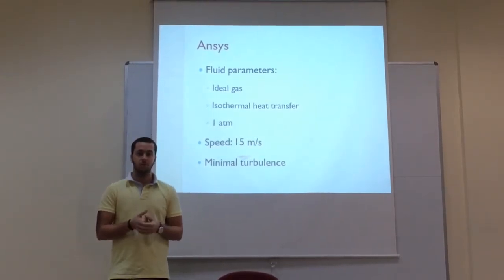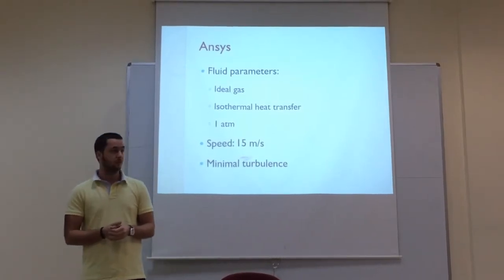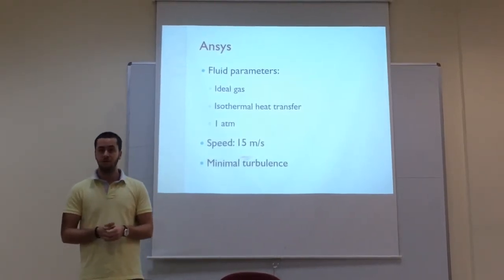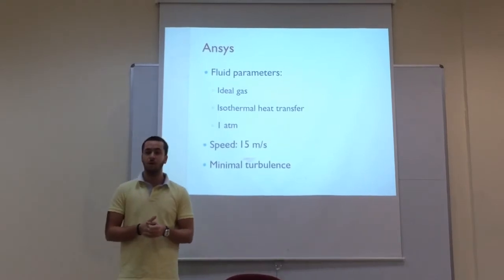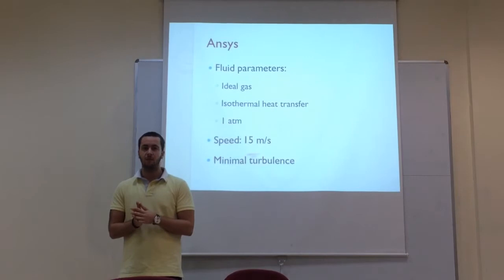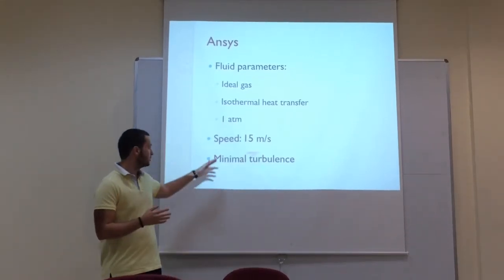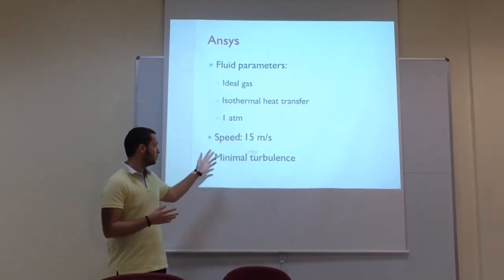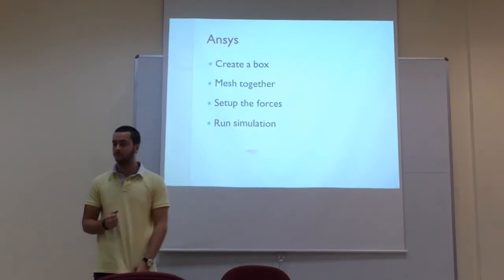And then before we could run the simulation, we had to decide on a running speed. Even though the car can reach up to 100 kilometers per hour, we chose a much slower speed so that it would be easier for us and we could use minimum turbulence. So the speed that we chose is 15 meters per second.